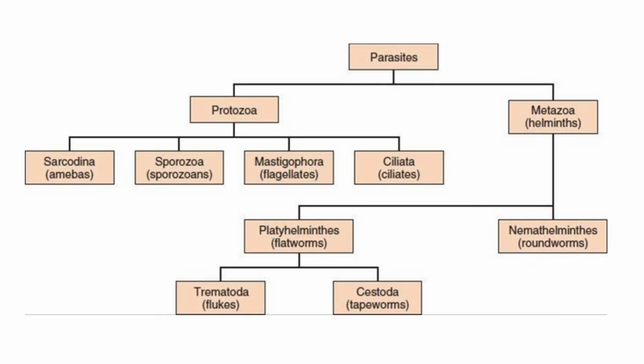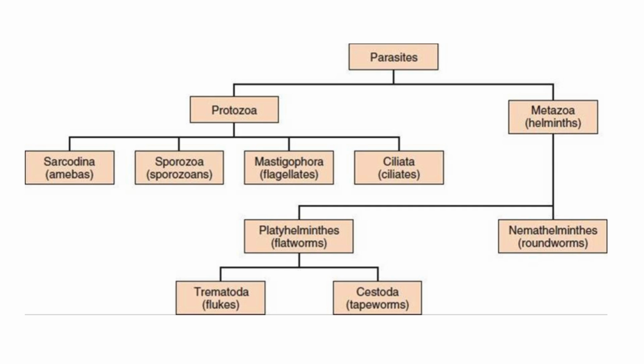So parasites, from a medical perspective, are mainly categorized into two, which are protozoans and metazoans. Metazoans are helminths or worms, and protozoans are again classified into amoeba or sarcodina, the sporozoans group, the mastigophora group or the flagellates, and the ciliata group, which are the ciliates. Metazoans or helminths are again flatworms or platyhelminths and nemathelminths or roundworms. Platyhelminths again can be flukes, like our liver fluke and others, and cestodes, which are the tapeworms.